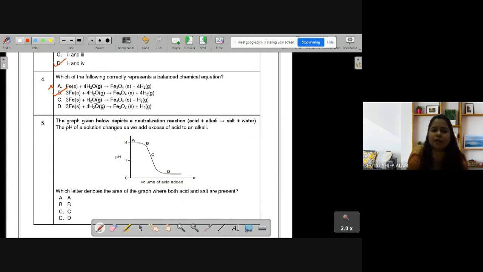There are 3 iron atoms on both the sides. There are 8 hydrogen atoms on the left hand side but only 2. So D is also not balanced. The correct answer is B.